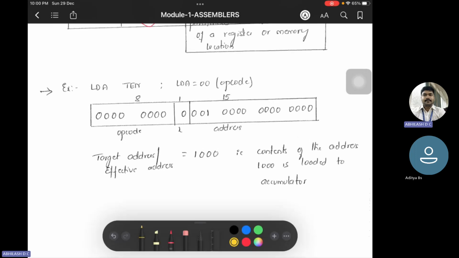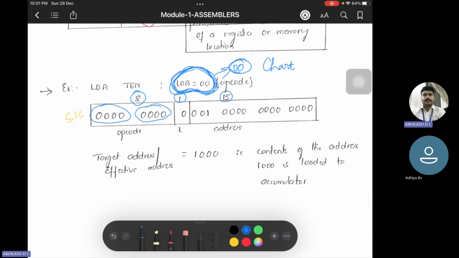Any instruction in SIC has 8 bits for the opcode, 1 bit for the index, and 15 bits for the address, right? So load into accumulator has the opcode 00. This will be available in a chart. These opcode values will be available in the chart, so don't worry, in your examination the paper setter will give the value of LDA or whatever opcode he takes for this particular instruction. So LDA 10 we have. We have the opcode as 00, that is 0 and 0.